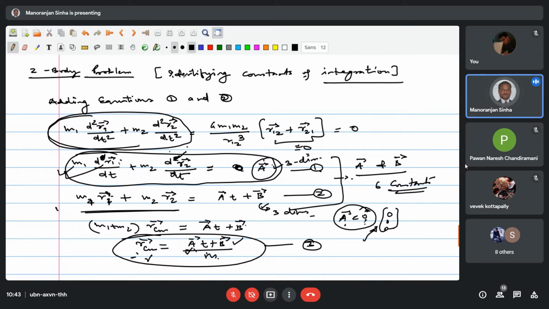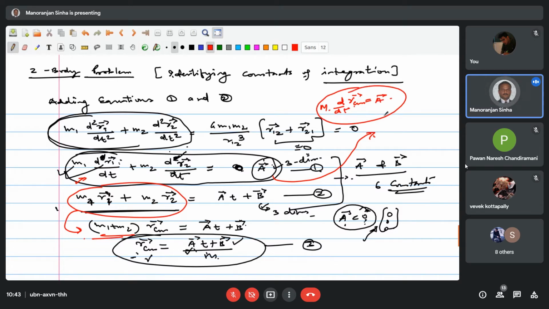In this equation, equation number 1 here, if you differentiate it, you will get this one. And this equation is nothing but what we have written in this format. So this implies d by dt of m times R CM is equal to A. So the center of mass velocity, from here what you get? V center of mass is equal to A divided by m. The center of mass moves with a constant velocity.